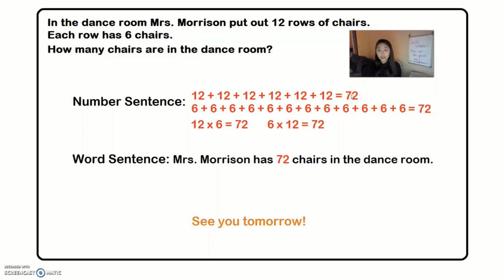A repeated number sentence can be moved and changed into a multiplication sentence. So right here I have 12 times 6 equals 72, and 6 times 12 equals 72. For addition and multiplication, you can change the add-ins and the multiples, and your answer will not change. Your word sentence is, Miss Morrison has 72 chairs in the dance room.